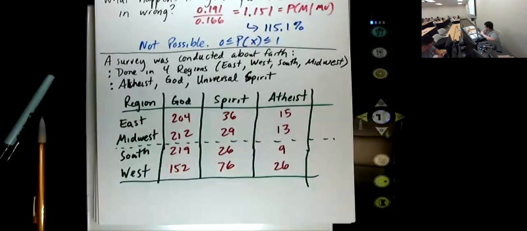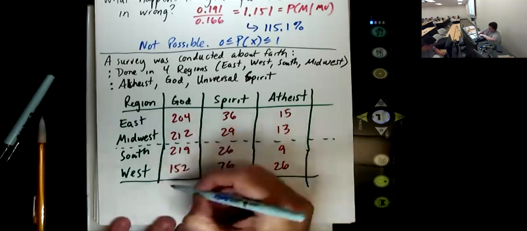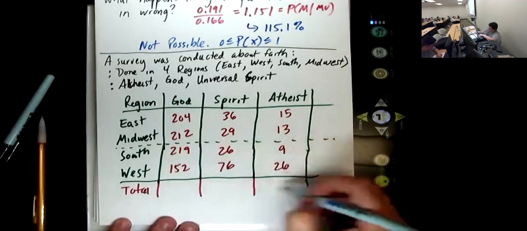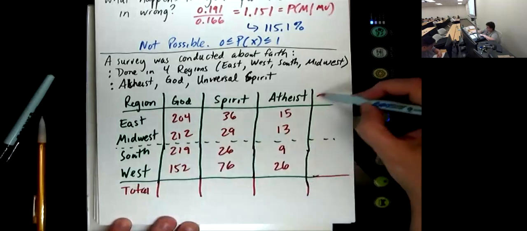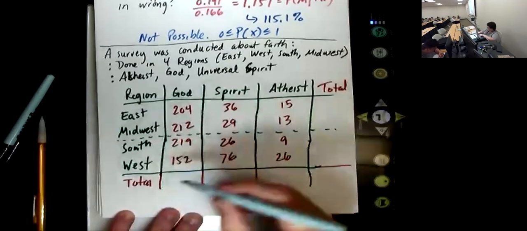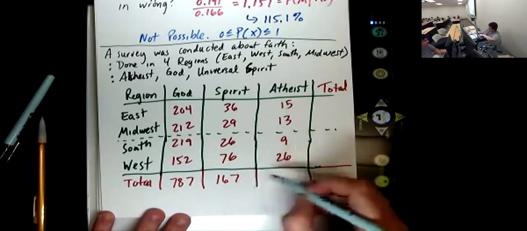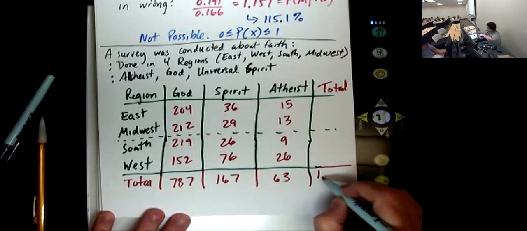I don't know when this poll was done, so I can't tell you how long ago this was. It's been a while. So if we do some quick tallies, just like totals here, we might want these in a second, so I'm going to put them down. This is 787. This is 167, and this is 63, for a total of 1,017.